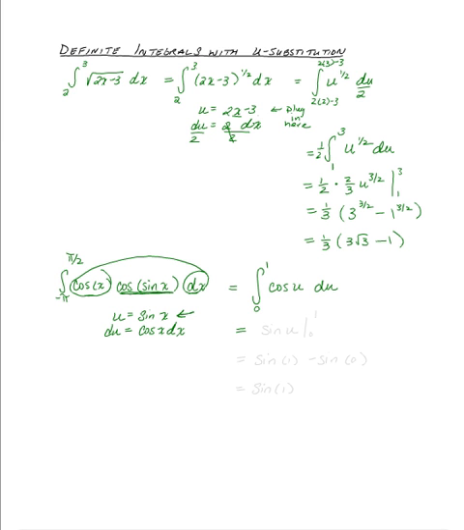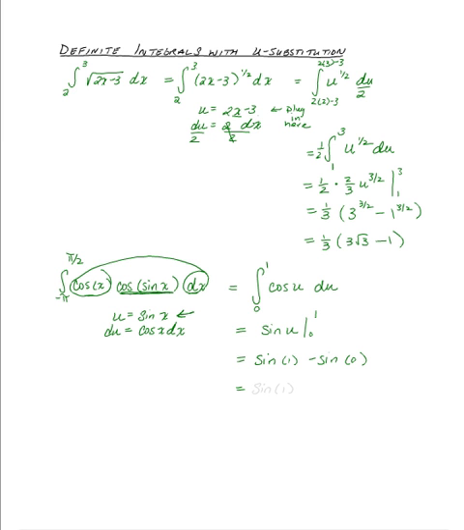So now we can find the antiderivative of the cosine of u. That's the sine of u. Evaluated from 0 to 1, that's going to be the sine of 1 minus the sine of 0, the upper bound minus the lower bound. And now we go ahead and evaluate that and simplify.